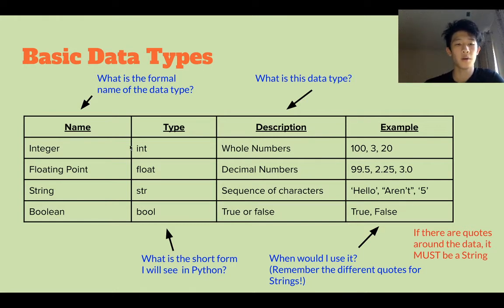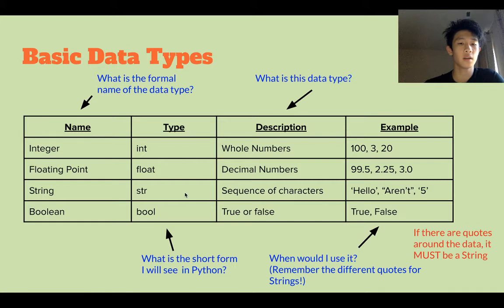So what's a floating point, which is called float in Python? Float describes decimal numbers such as 99.5, 2.25, and 3.0. As you can see, 3.0 is a decimal number as well. If you put float in front of a number, or you just write out 3.0, it'll change it to always having a decimal point, even though it's an integer. It'll have a decimal point after if you convert it to a float data type.